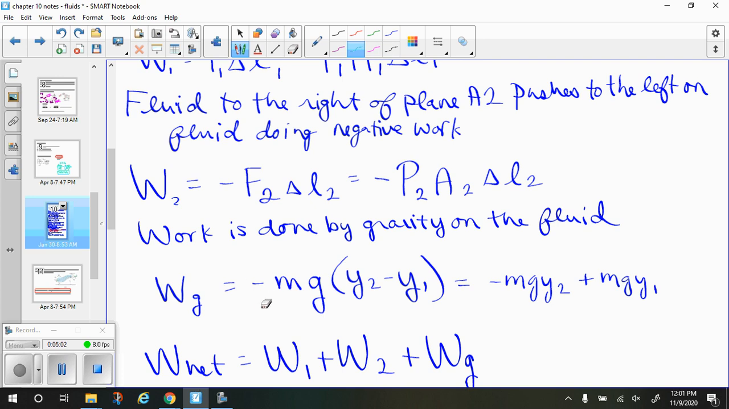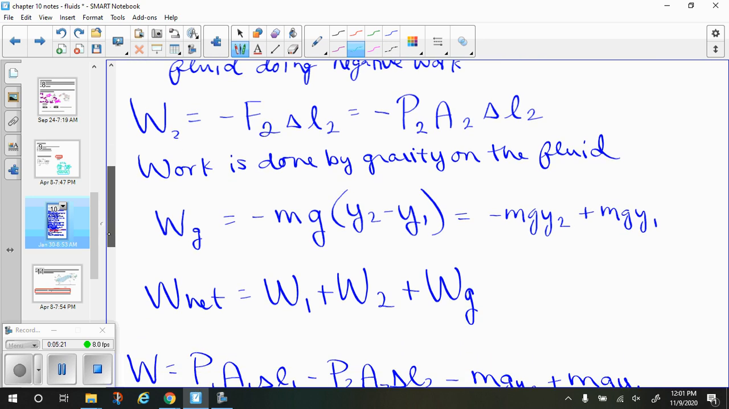negative, because it's negative work, the force, which is mg, the mass of the fluid times the gravitational field strength, times the change in position in the gravitational field, so y2 minus y1. And then I just distributed our negative sign and got this: negative mgy2 plus mgy1.